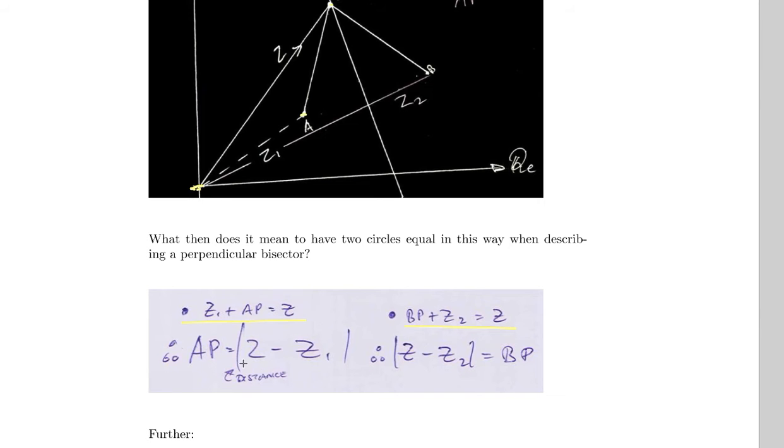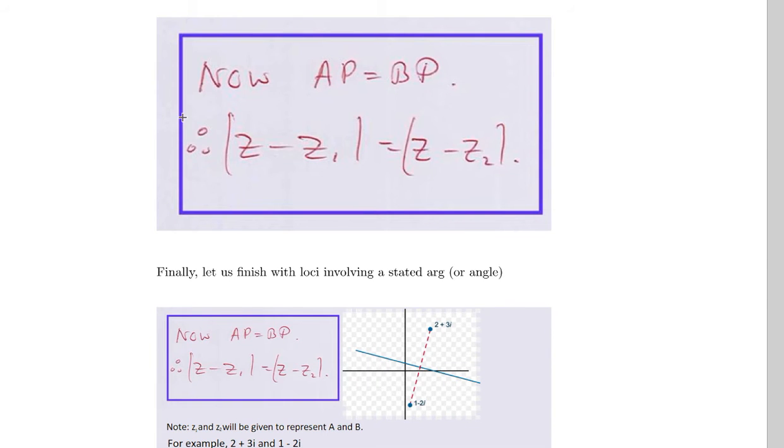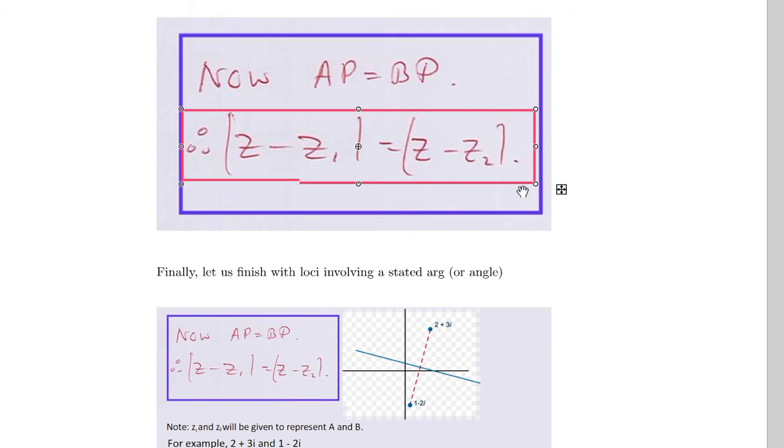That is to say, this Z minus Z1 here must be equal to Z minus Z2 there, because these two are equal. Thus, we can conclude that this is the equation that contains all the information to represent a perpendicular bisector, given that you have 2 points, one point depicted by Z1 and the other point depicted by Z2.